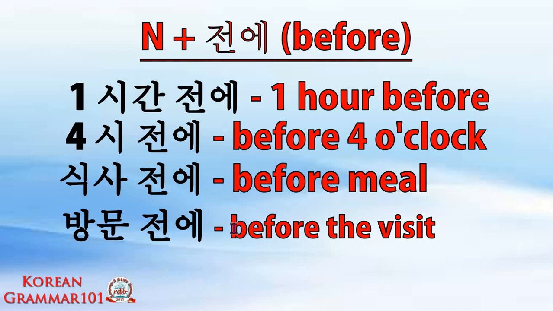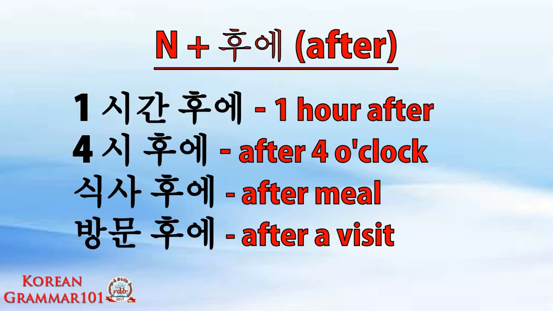So we already know how to use 전에 with noun. Let's look at how to use noun with after, or 후에. Same with our formula, we start first with the noun, then we add 후에. The first example is 1시간 후에. Again, 1시간 means 1 hour. So that means 1 hour after.